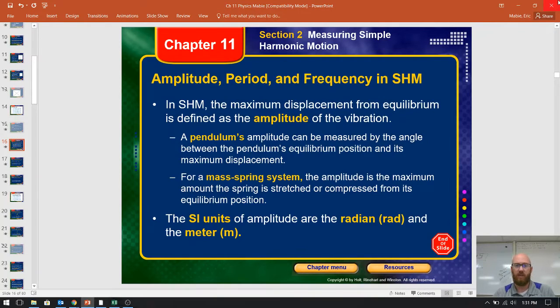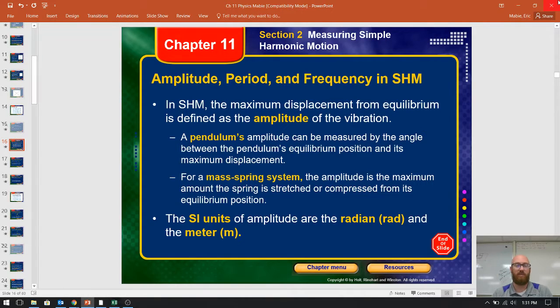So, simple harmonic movement, SHM. Hopefully you've already used that. The amplitude of the vibration: a pendulum's amplitude can be measured in the angle. So the amplitude is the angle going to the right and to the left. That's the easiest way to measure it. Again, always under 15 degrees. For a mass spring, it's basically the distance x, how much it was compressed or how much that spring was stretched. It works in almost all of them.